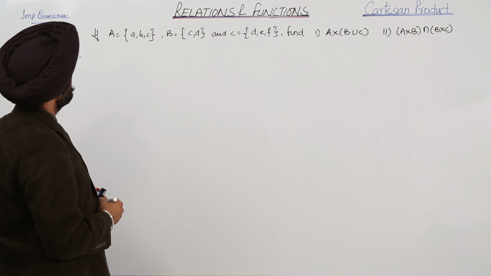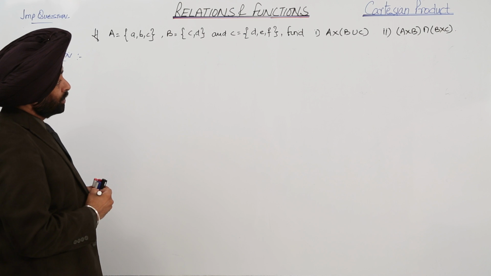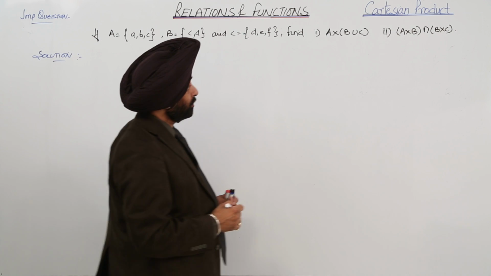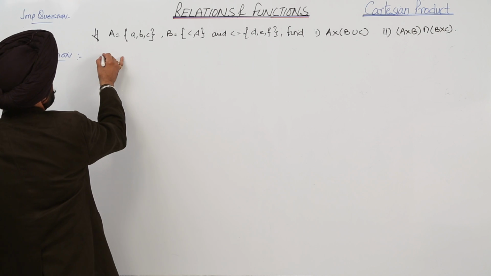Now here in this question we are having set A, set B and set C given. We have to find A cross B union C and then A cross B intersection of B. Now number 1.